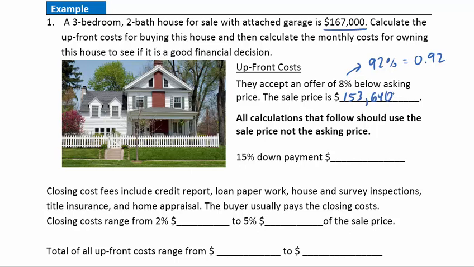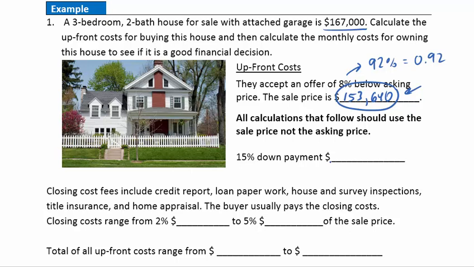Now, once we calculate the sale price, all of our calculations are going to be based on this sale price. The down payment, all of the closing cost fees, everything is going to come from this sale price. So that's why it's really important, if you can, to negotiate a home down a little bit, because once you negotiate the price down, that lowers all of these other calculated prices as we work our way along.